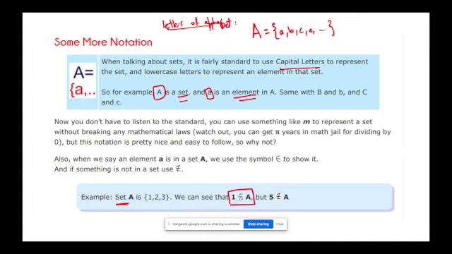We could see here that 1 is an element of A, so that's how you write an element. 1 is an element of the set A. But 5 is not an element, and that's how you write is not an element of the set A. So I hope everybody is cool with that. I'm moving on.